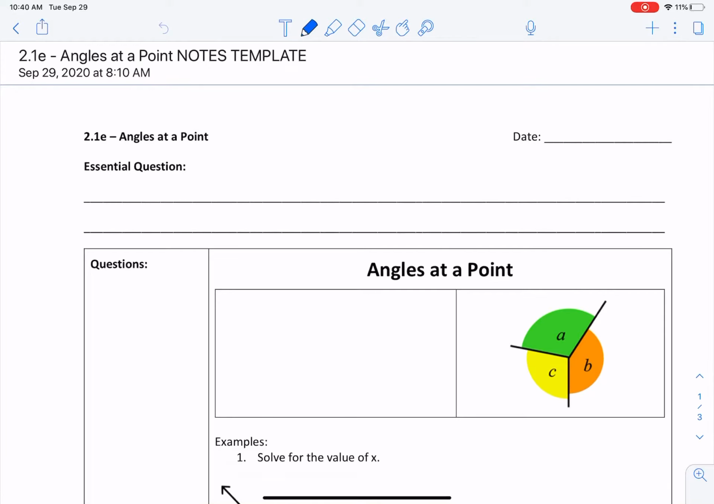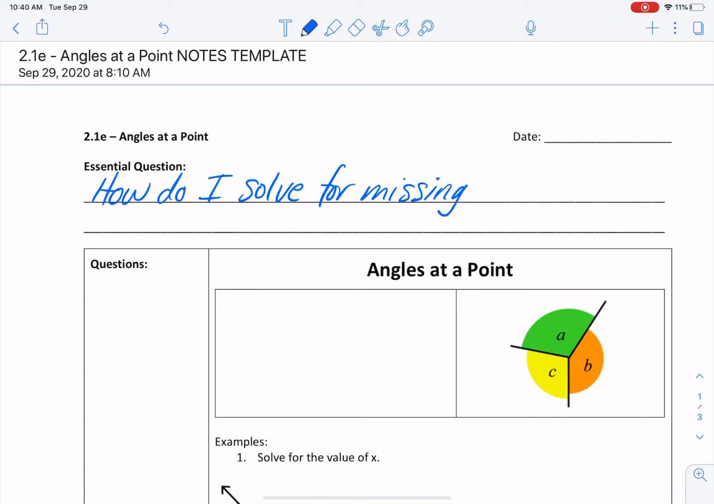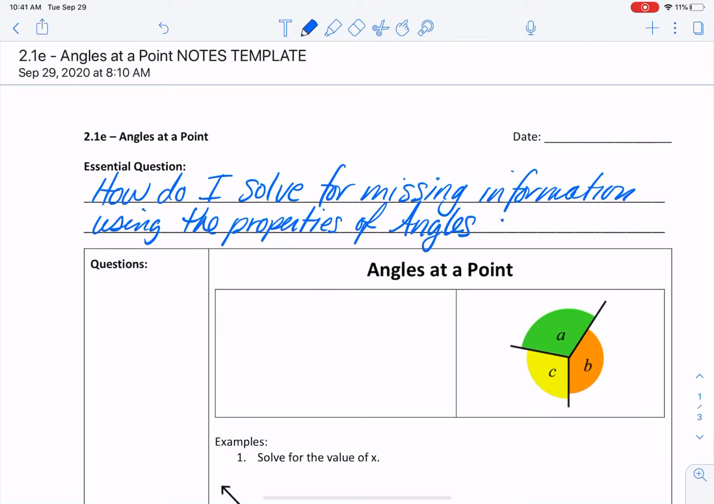Okay, this is angles at a point. Our essential question is, how do I solve for missing information using the properties of angles at a point?